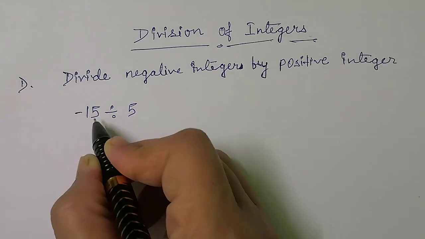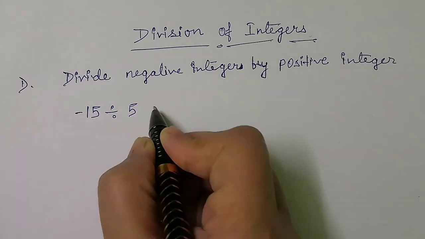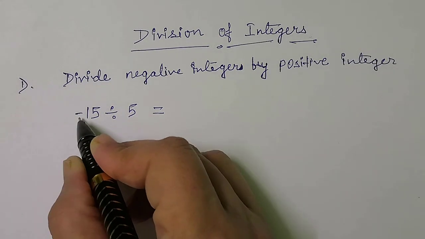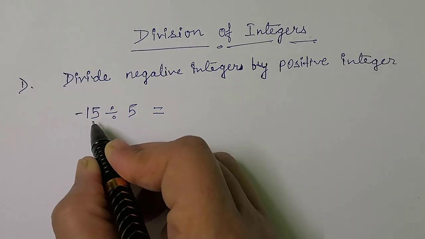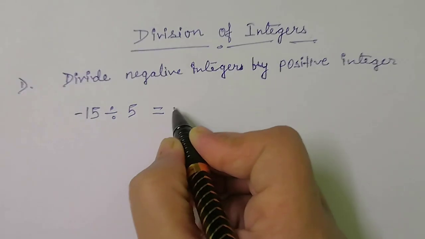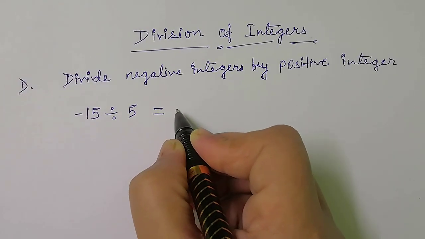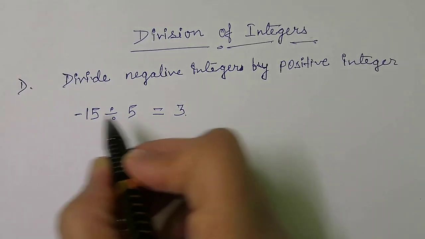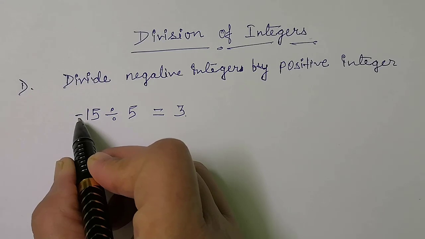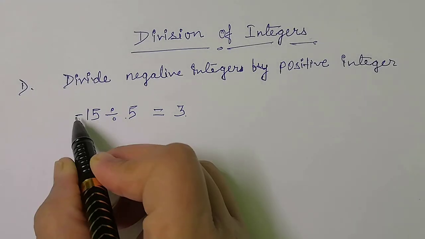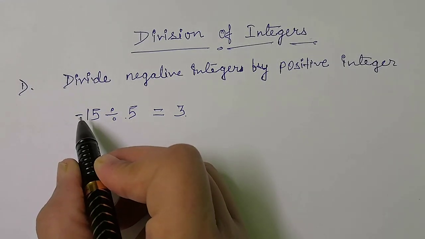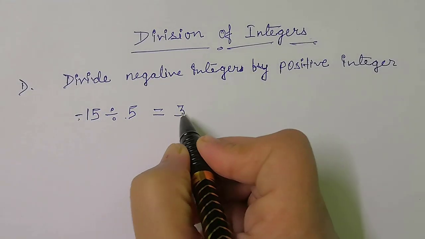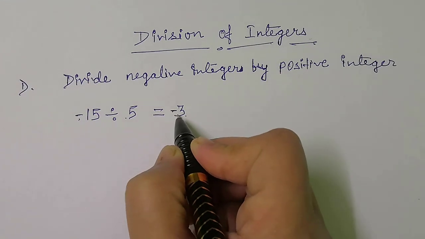When we divide 15 by 5, what do we get? First, students, don't look at the negative sign, just divide 15 by 5. That will come 3, because 5 threes are 15. Now here negative and positive are given, so we already studied the rule: minus plus will be minus. So here we put only the minus sign.